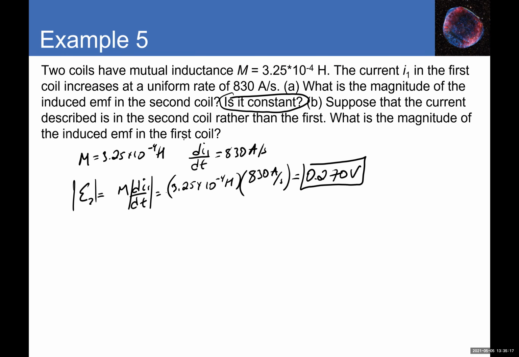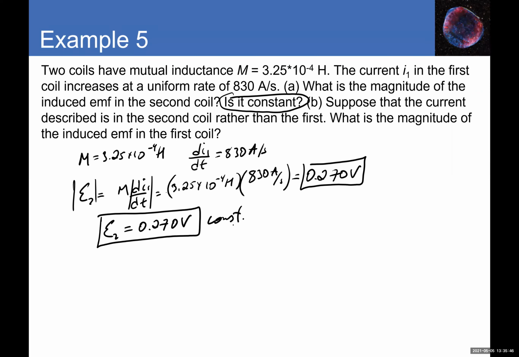Okay, now let's answer the second question. Is it constant? Well, let's see what we have. We're told that EMF2 is equal to 0.270 volts. What will be the EMF 1 second later, 2 seconds later, 1 minute later? Well, we can see that EMF2 does not depend on time. That means there is no time dependence for the EMF2. So we can say that this is constant.